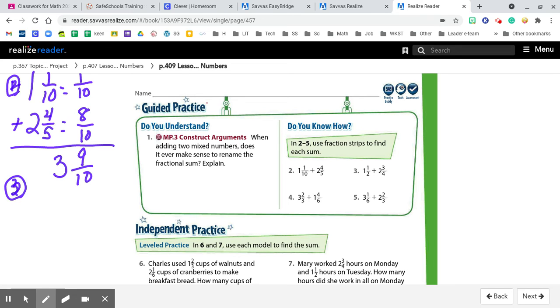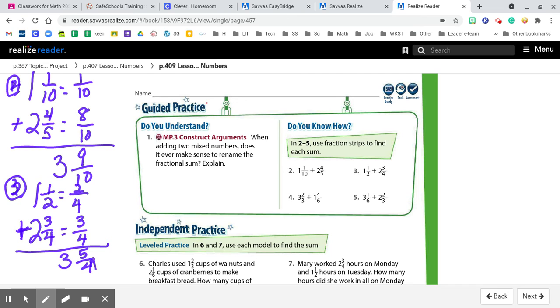For number 3, 1 and 1/2 plus 2 and 3/4. Are the denominators the same? No. Does one go into the other? Yes. 2 goes into 4. So we can rename that one. That's 2/4. We're adding. We have 5/4. I know that's an improper fraction. I'm going to have to do something with that. And we have 3 and 5/4. Jam my 4 into the 5. It's going to go in one time with one little guy left over. Then I'm going to combine my whole number with my mixed number. And my final answer is 4 and 1/4.